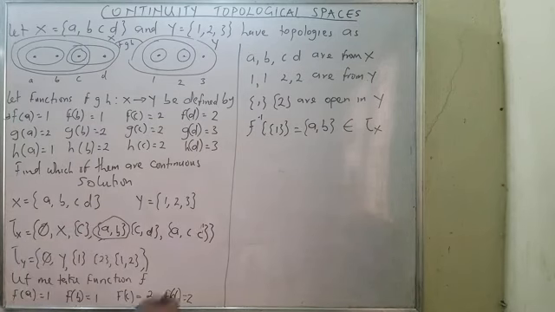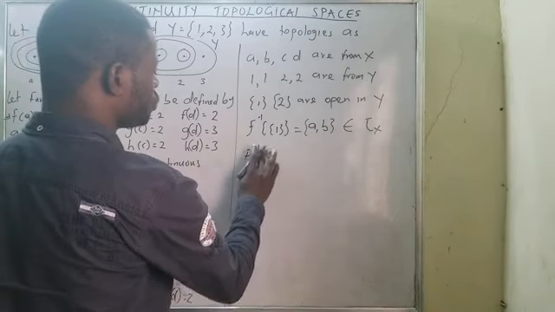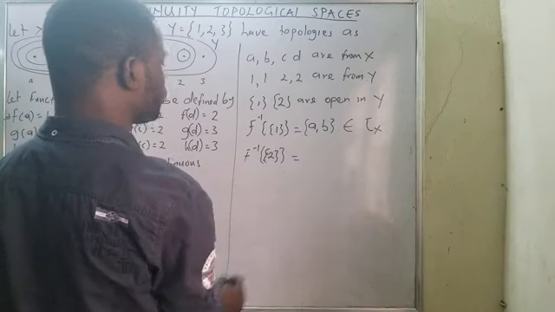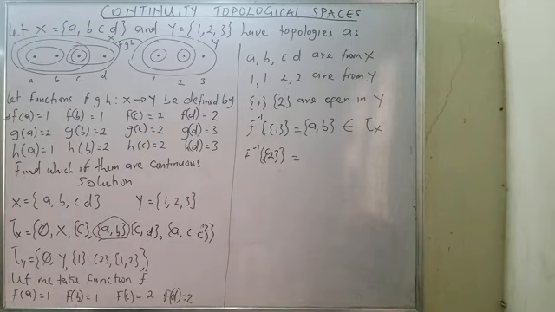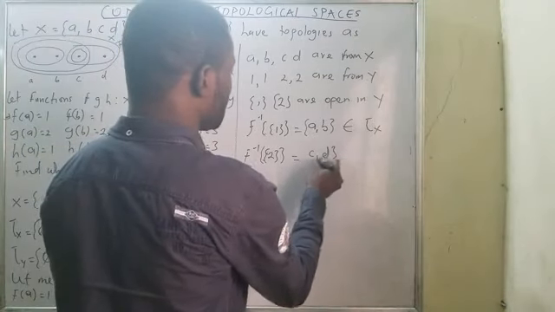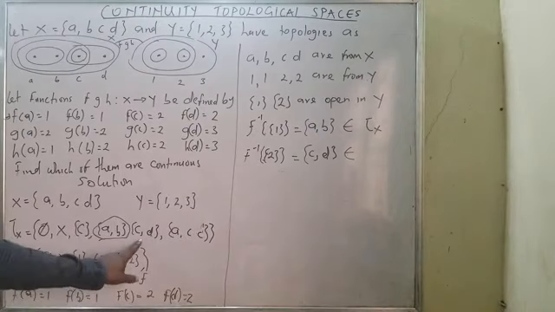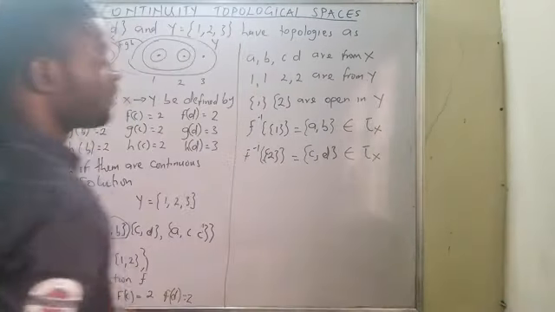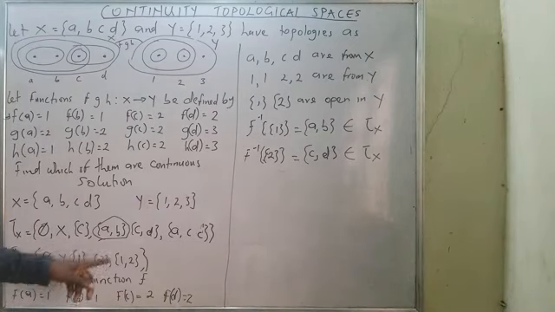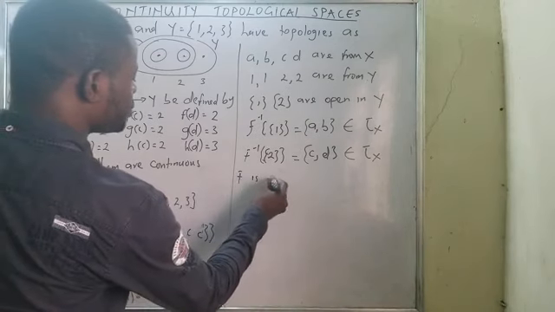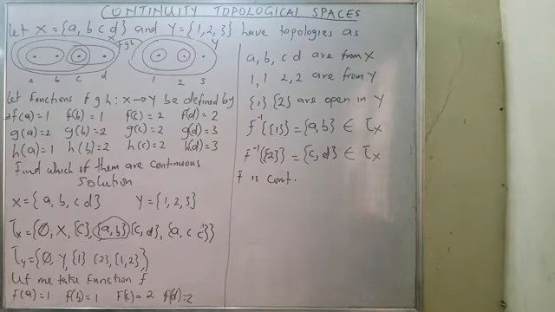Since they are in X, I'll move on to the next one. The inverse function of {2}, this is how to indicate it. We are talking about {2}, it gives us {C, D}. Now {C, D} is also in the topological space on X. Since that happened, it means F is continuous. F is continuous because the pre-image of each open set in Y is open in X.